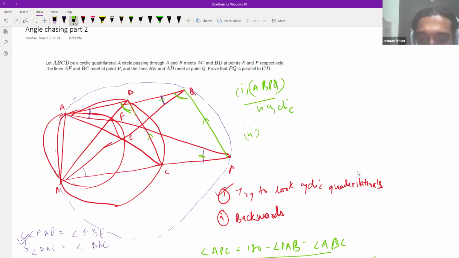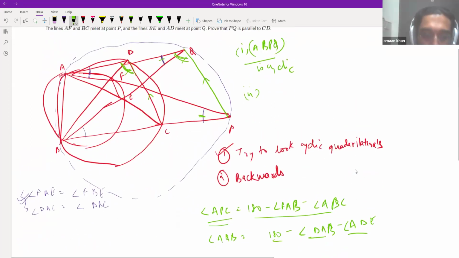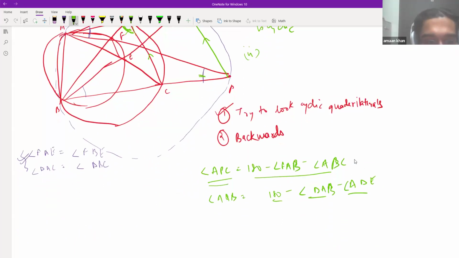So how are you claiming that these two angles are equal? You need to show these two angles are equal to prove PQ parallel to CD. Like angle ABC plus angle ADC is 180, and angle ABP is the same. Also, I think even Pranav discussed this in the previous class.